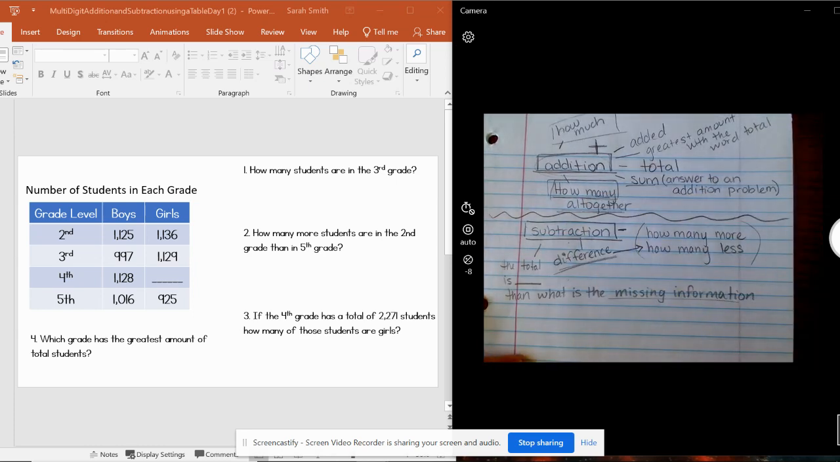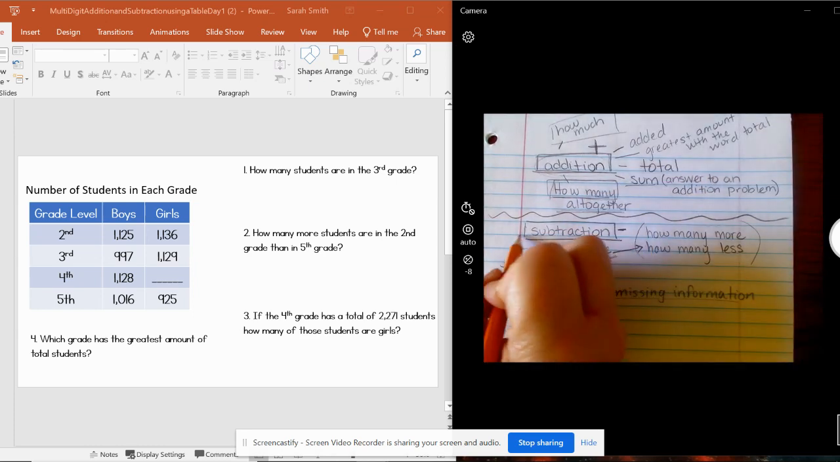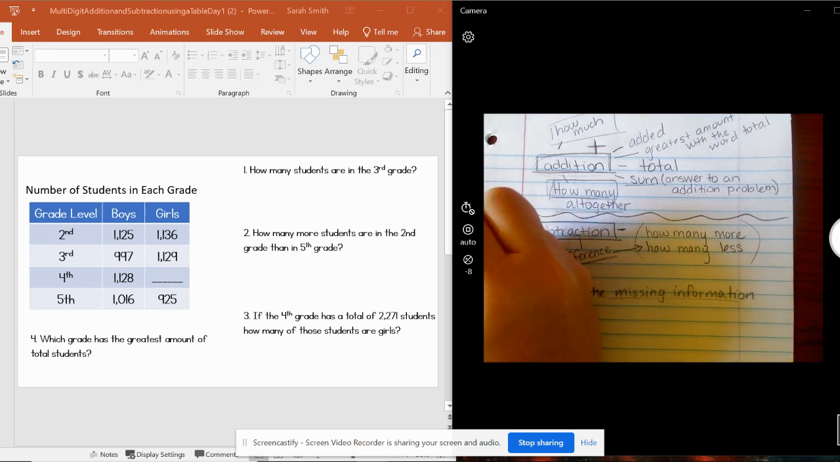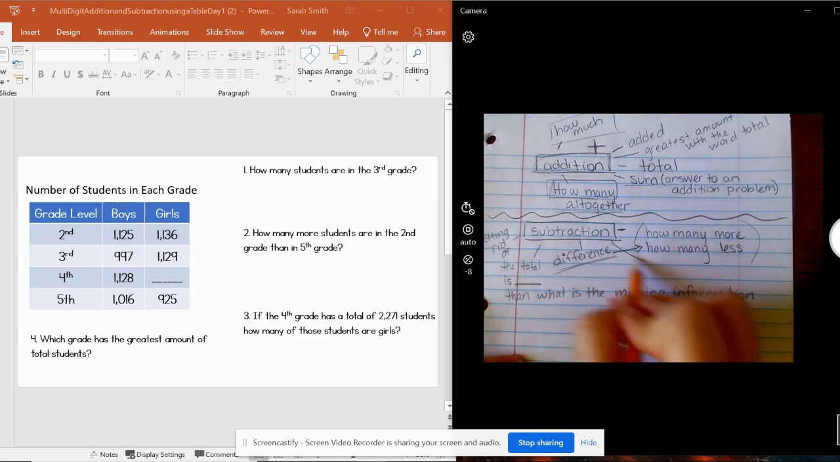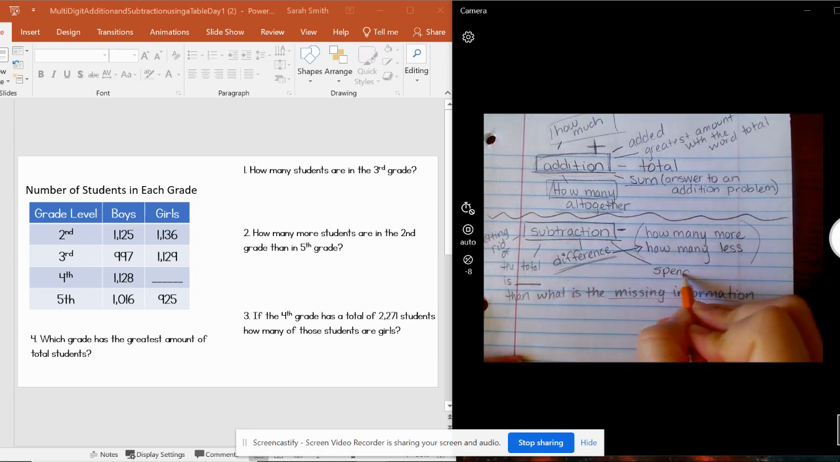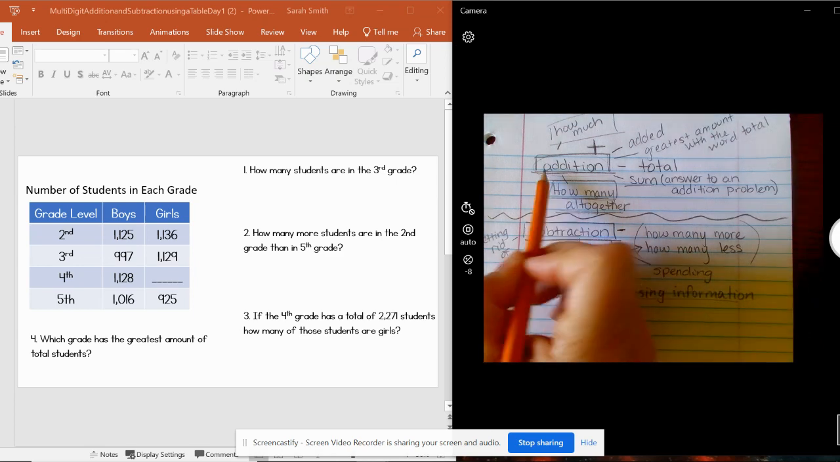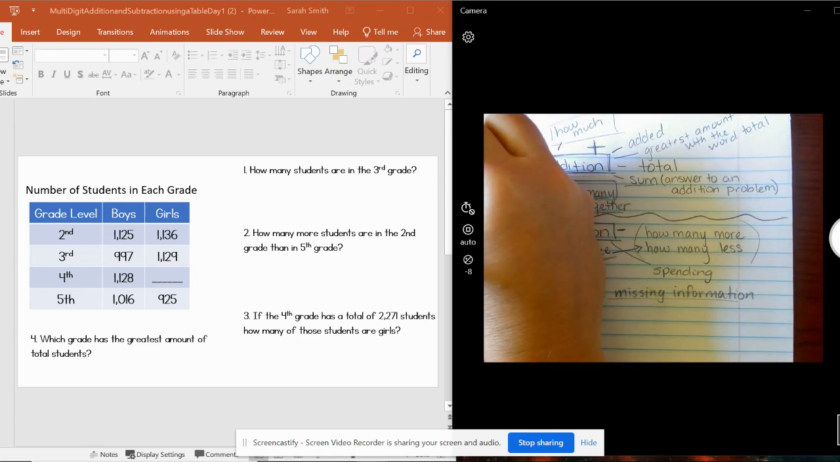All right, we might see words like getting rid of. You're spending money. Generally, that has to do with subtraction. That kind of goes with addition too, though. Like, how much did they spend?